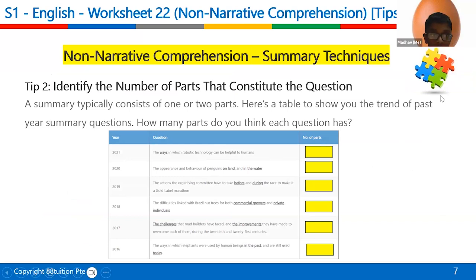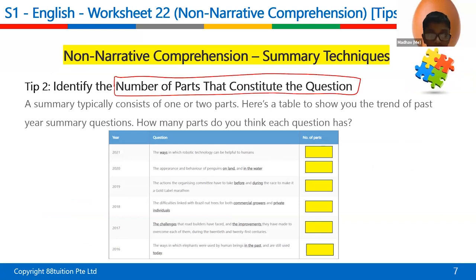Tip 2. Identify the number of parts that constitute the question. A summary typically consists of 1 or 2 parts. Here's a table to show you the trend of past years' summary questions. How many parts do you think each question has? Read the question and we will all take turns to answer. Year 2021: the ways in which robotic technology can be helpful to humans.